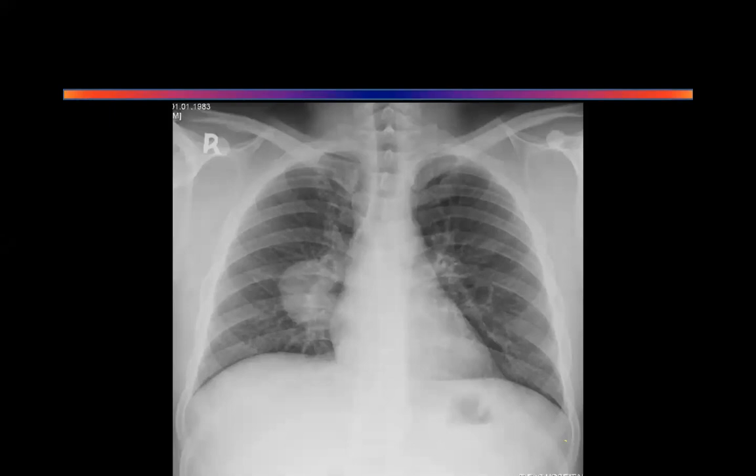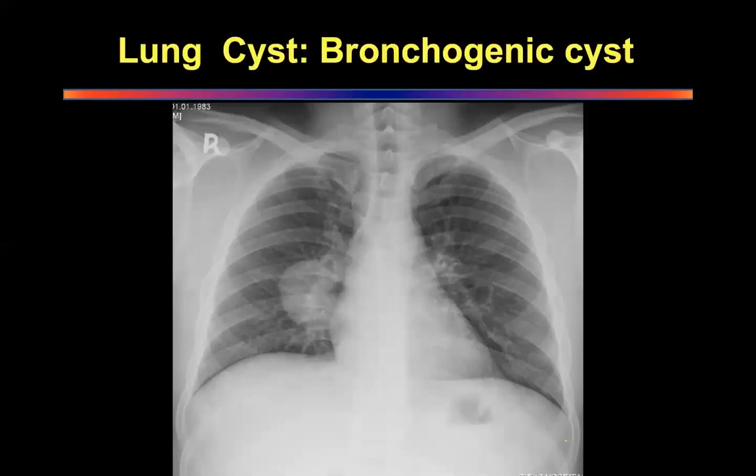It could be still malignancy. We don't know that. There is still a shadow there. The features don't look malignant because it looks pretty well-rounded. But it could be malignancy. We don't know that. Okay. So this is a normal, simple bronchogenic cyst.